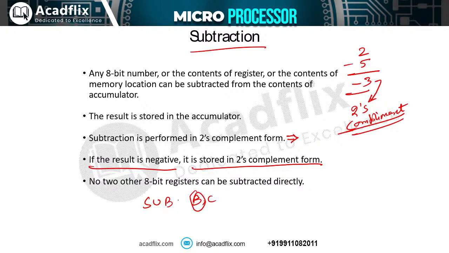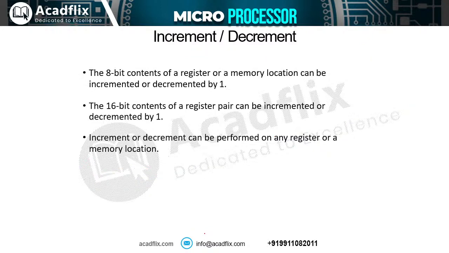We have seen the three kinds of machine, that is stack machine, accumulator machine, and general register machine, right? So these are the accumulator CPU organization, in which one operand will always be in the accumulator and the second operand we can specify in a register or in a memory location. Then we have increment and decrement. This will increment or decrement the value of a 16-bit register or 8-bit register. Increment and decrement can be performed on any register and memory location.